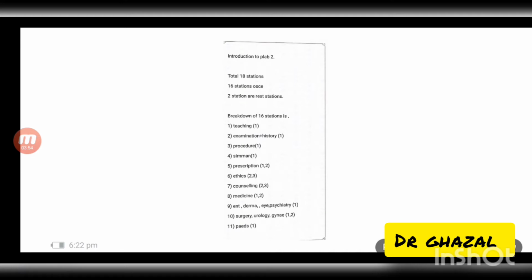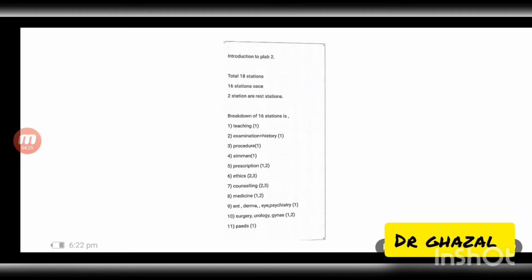And then after the procedure, there is one station that is always from the simulators. Simulators are those dummies that will be lying in the cubicle, and you have to deal with one emergency. This patient will be in a collapsed state, sometimes conscious, sometimes unconscious, and you have to act accordingly and save the patient. There is a fifth station: there will always be one station from the prescription.